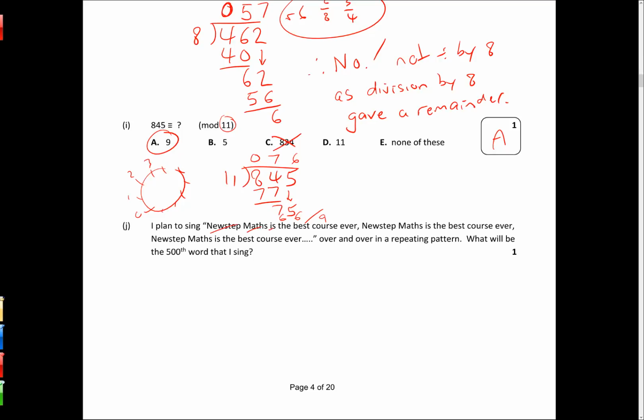New Step Maths is the best course ever. I'm going to count. 1, 2, 3, 4, 5, 6, 7. 1, 2, 3, 4, 5, 6, 7. It's a mod 7 thing. There's 7 things and it keeps recurring.